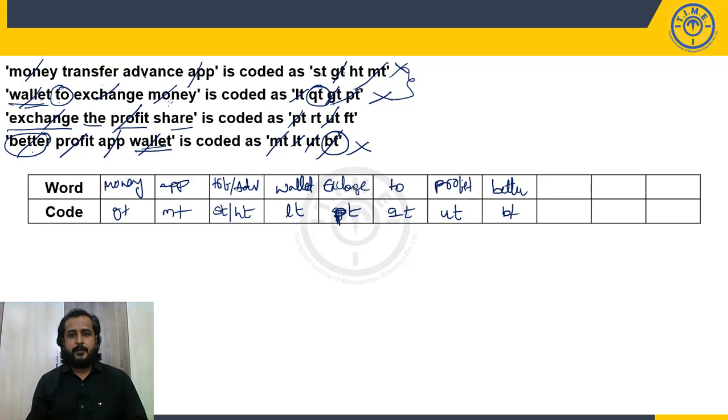Now we are left with the third statement. Remaining all statements comparison is done. So I am unable to find the code for the and share. So what are the codes? RT or FT. That's it. We are able to identify the codes of the words. There are 2 words, transfer and advance, and for the and share, we are unable to find the exact codes. Okay, no issue. Let's go to the questions.